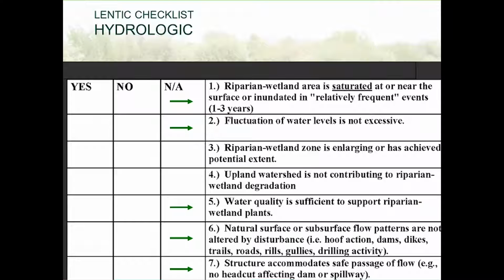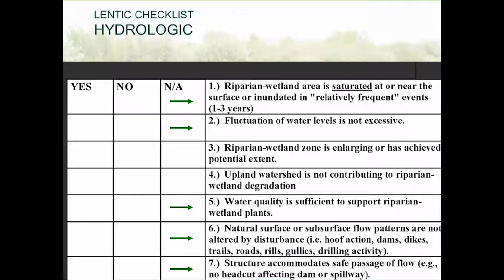So these green arrows indicate that because we're in the lentic system, it's asking a slightly different question. So the idea of shorelines versus stream banks, or overland flow versus high stream flows. They are broken out again into the hydrology, the vegetation, and then the soils. So we're going to go through these first ones here, which are related to hydrology.